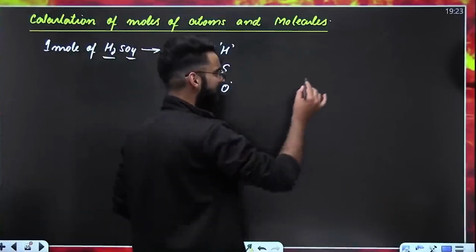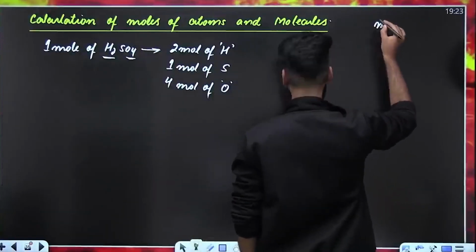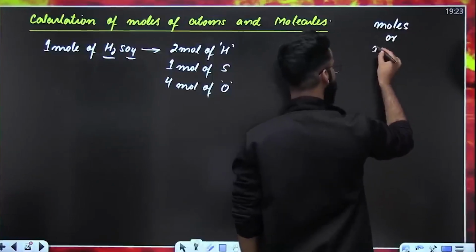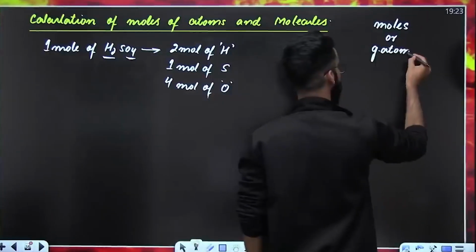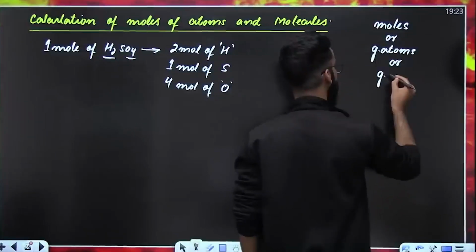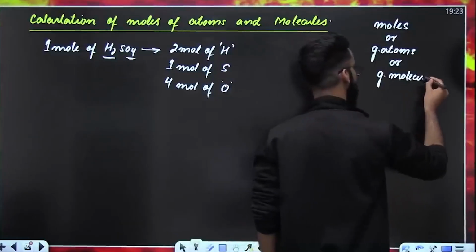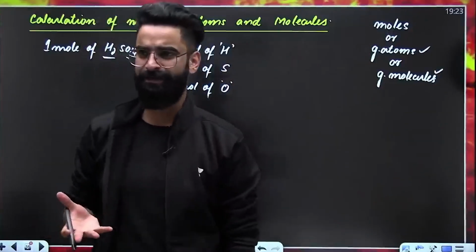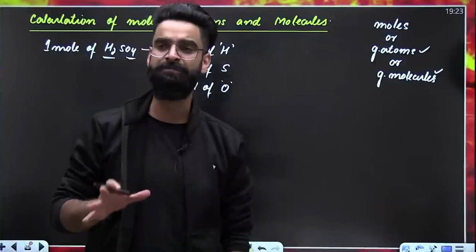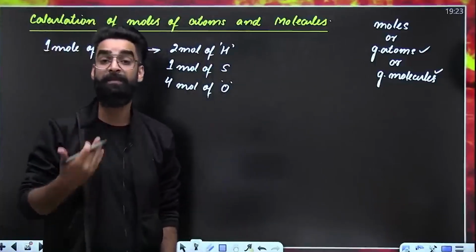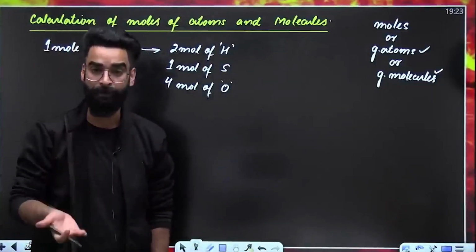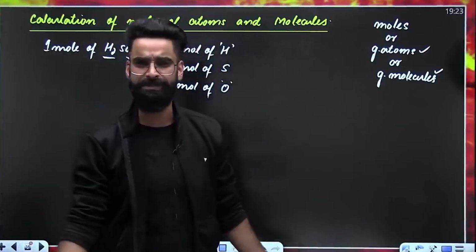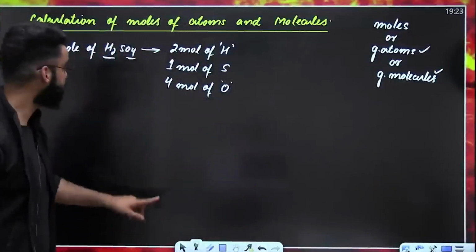Now, dear students, there is one thing which I would want you guys to know. Sometimes, instead of moles, they'll ask you to calculate gram atom, or they will ask you to calculate gram molecule. Gram atoms or gram molecules are nothing. These are moles basically. It is just moles. When they ask you to calculate the gram atoms, that means they're asking you to calculate the moles. When they ask you to calculate the gram molecule, indirectly it's like calculate the moles. Okay? Now, students, have a look.